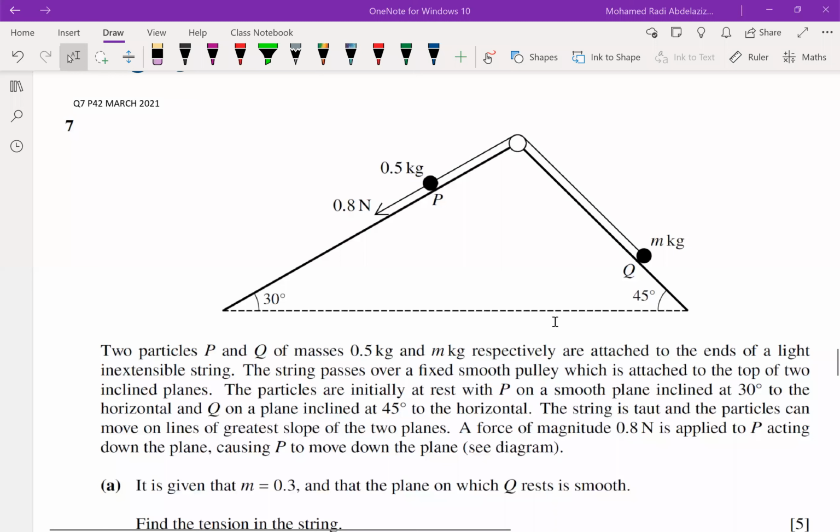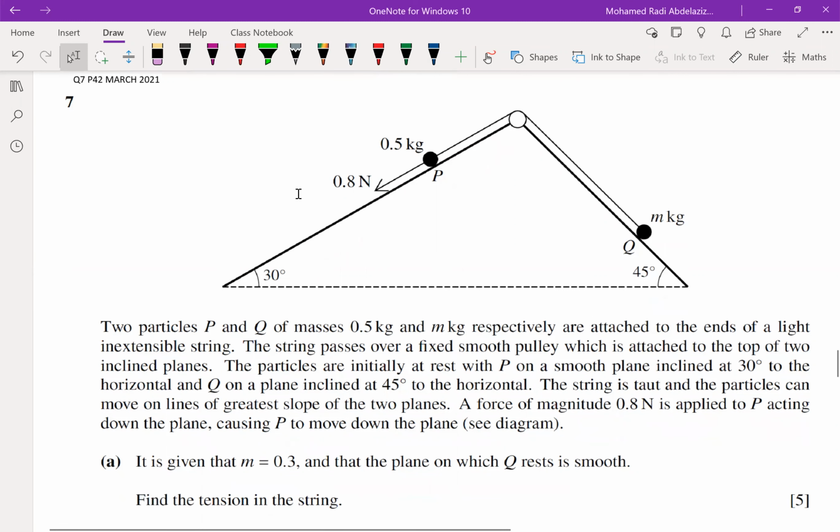Hi guys, in this tutorial I'm going to solve question number 7, paper 42, March 2021. We have two particles P and Q of masses 0.5 kilogram and m kilogram respectively, attached to the ends of a light inextensible string, and the string passes over a smooth pulley which is attached at the top of the two inclined planes. The particles are initially at rest.